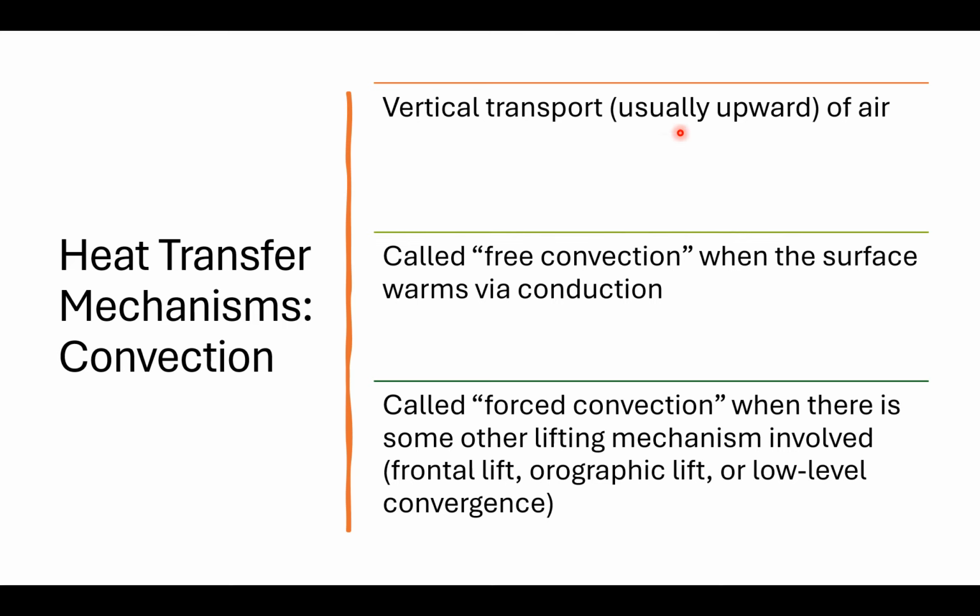Convection is simply the vertical transport, usually upward, of air. It's called free convection when the surface warms via that direct contact conduction we just talked about. It's called forced convection when there is some other lifting mechanism involved, such as a weather front, a cold or a warm front, orographic lifting caused by mountains, or low-level convergence.